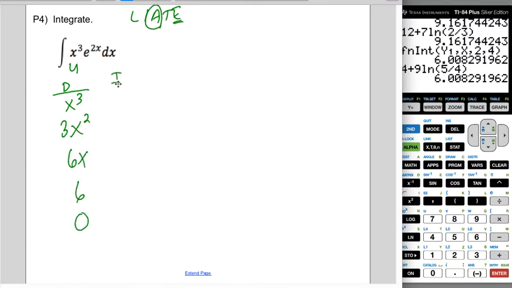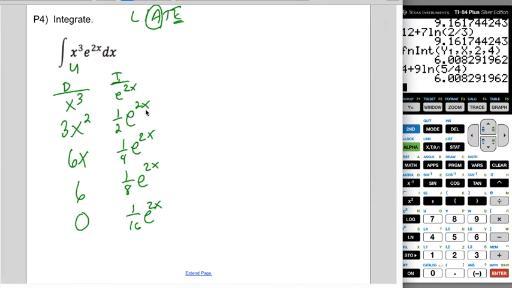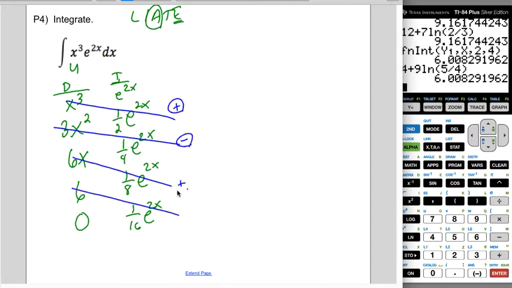When I integrate, it's an e to the 2x. So every time I integrate, it's still going to be an e to the 2x, but I have to divide by 2, right? So divide by 2, divide by 2, divide by 2, divide by 2. And then if we switch colors for our arrows, diagonals go this way, and it's plus, minus, plus, minus.